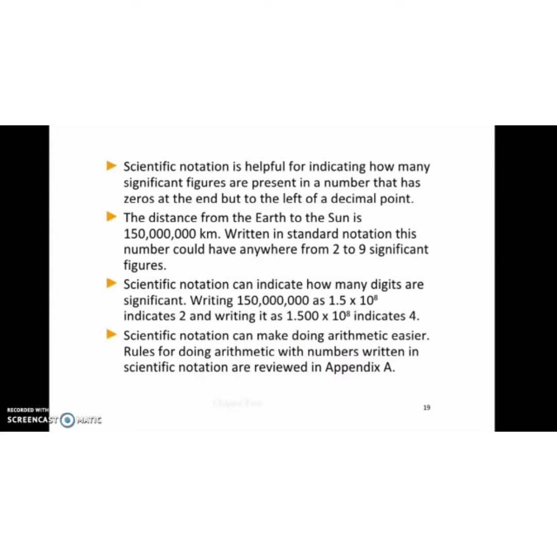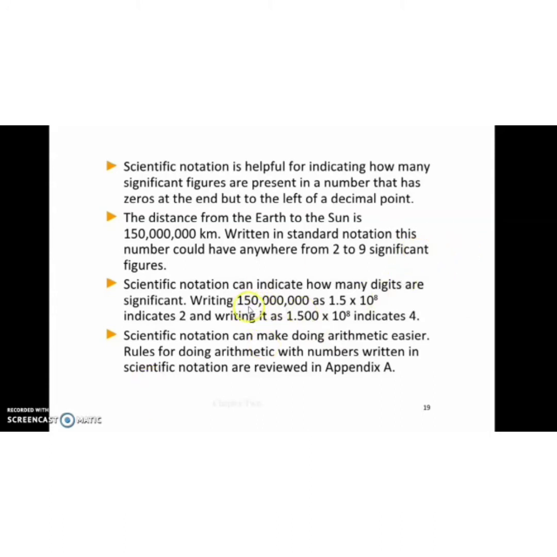So scientific notation shows how many significant figures are present in a number, while we eliminate other zeros. The distance from the earth to the sun is around 150 crore kilometers, which can also be written in standard notation. Scientific notation can indicate how many digits are significant.